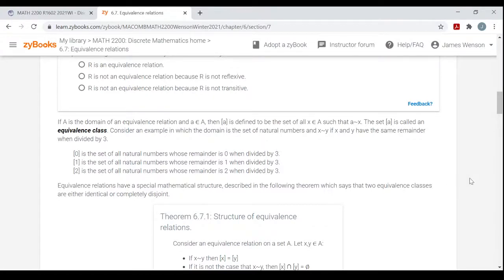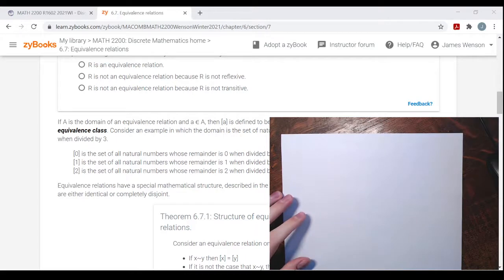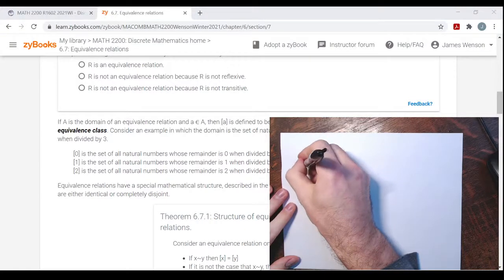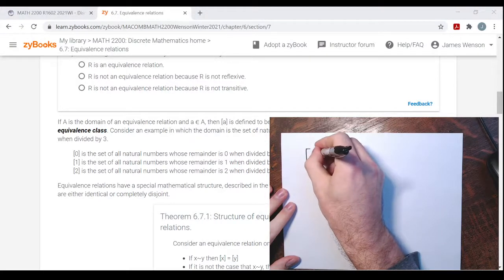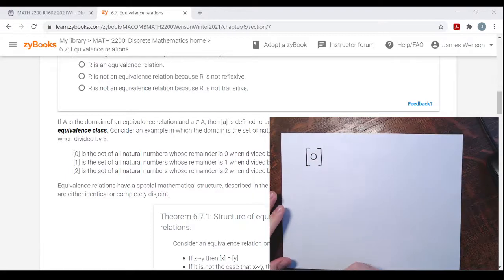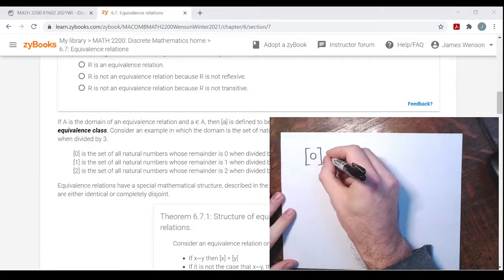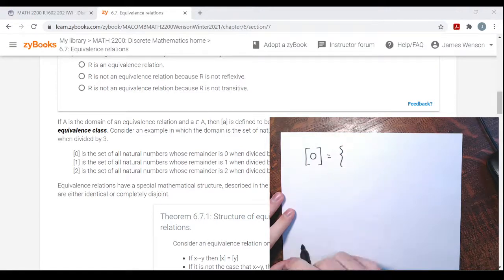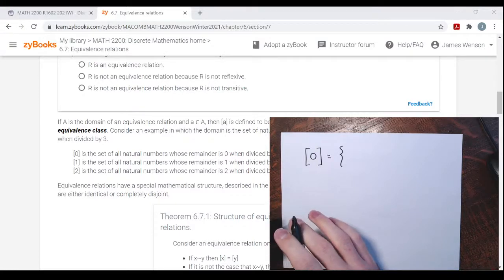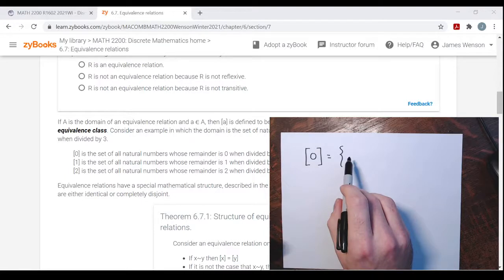All right, so let me go to a piece of paper. I'll pull up a piece of paper on the same page here. Okay, hopefully I'm writing this big enough. So for this relation, the equivalence class of 0, the brackets around 0, is a set of all the elements that would be related to 0. Two natural numbers are related here if they have the same remainder when you divide them by 3. So this is all the elements that have a remainder of 0 when you divide them by 3.